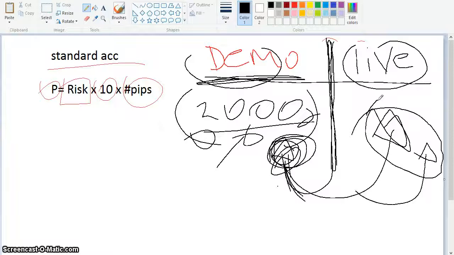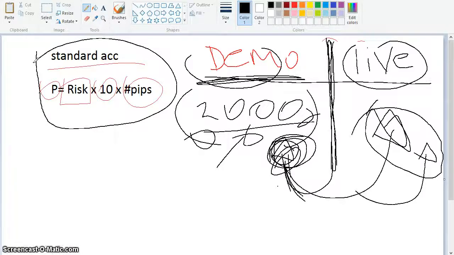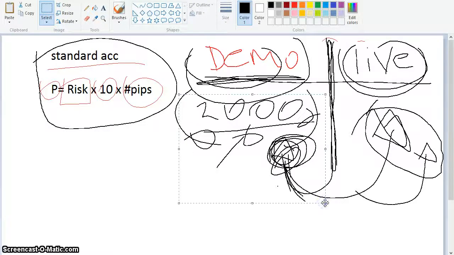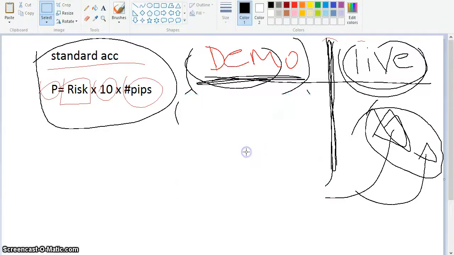So now, demo account and live account, and we come to this formula right here. I want to show you a mistake that most people make when trading these two, demo and live, and then we come to the standard account. So on demo, since they're using money that they've been given by a broker, when they're practicing their skill, they will risk more on demo.